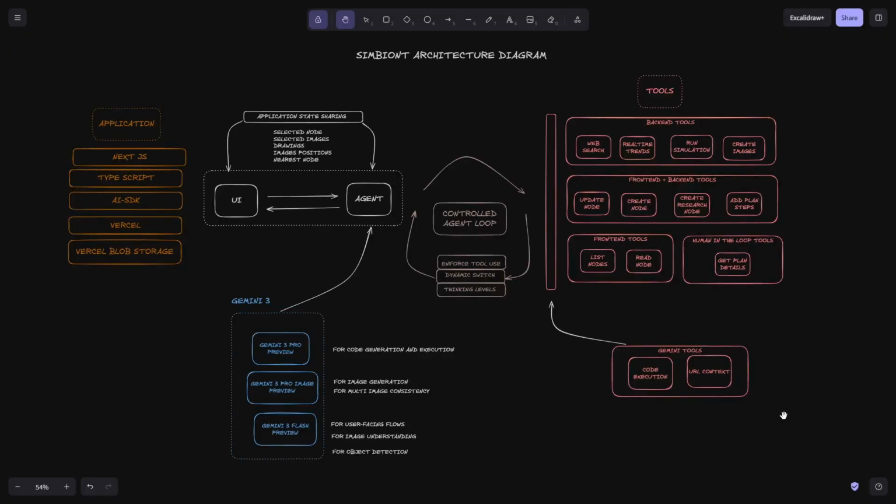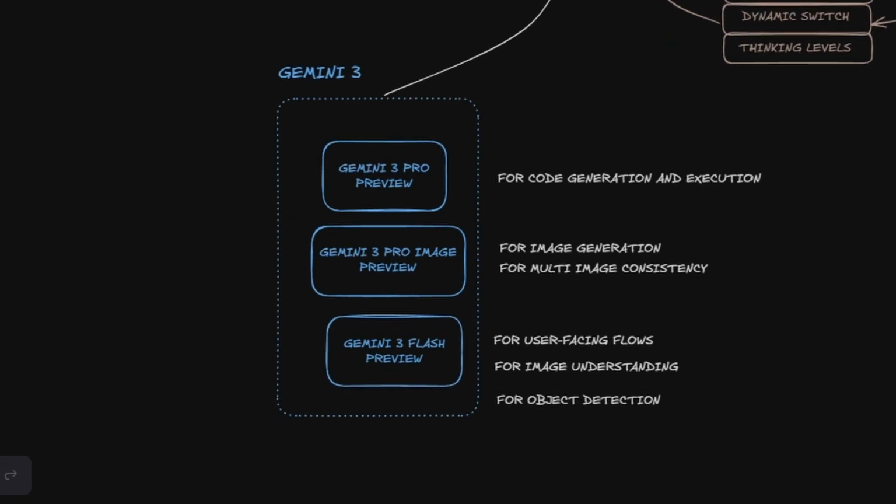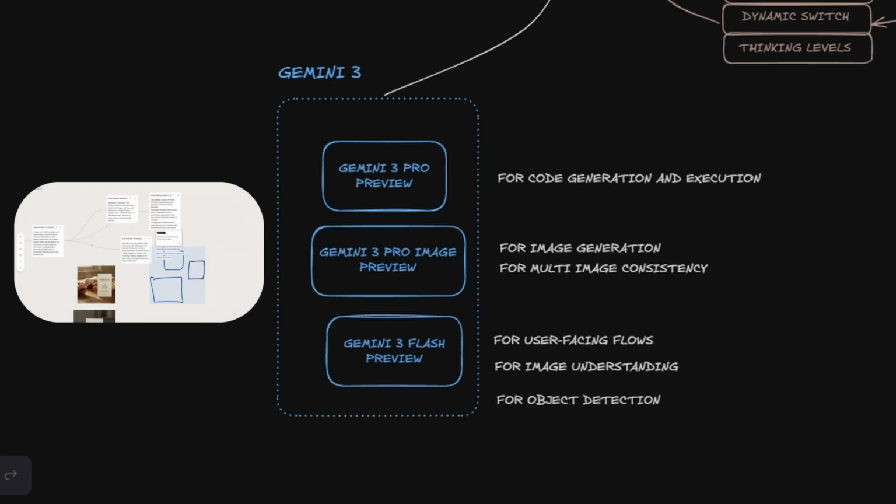Simbiont is built using Next.js and TypeScript. It uses AI SDK and Gemini 3 to build the agent. Gemini 3 Pro is good at code generation, while Gemini 3 Flash is good at image understanding, so we use it to generate bounding boxes on the canvas, where Gemini 3 Pro fills in with images.